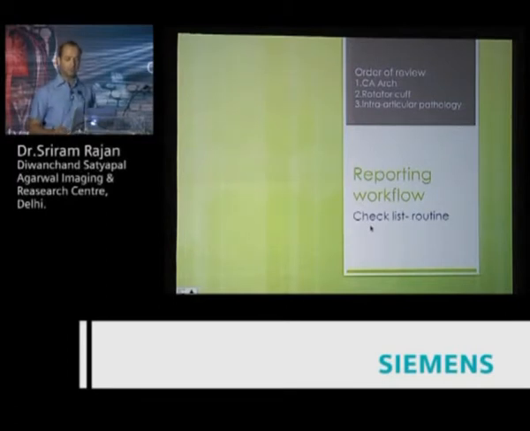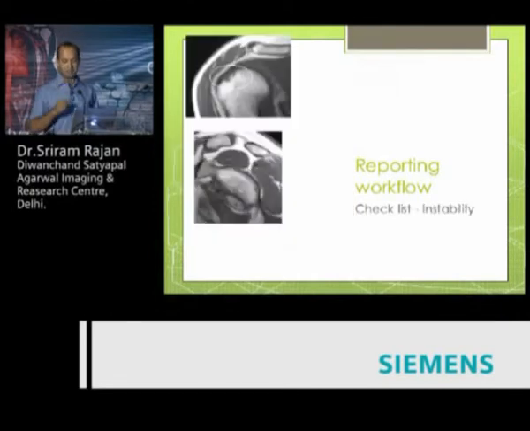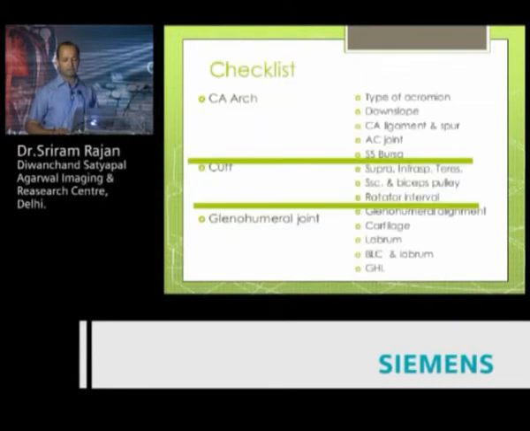Reporting workflow, we follow a checklist. Our basic checklist is that we look first at the AC joint and CA arch, second the cuff, and third intra-articular pathology. In cases of instability, we reverse that and we first look for Hill-Sachs and Bankart's lesions. Then we look for the cuff and then we look for the CA arch.